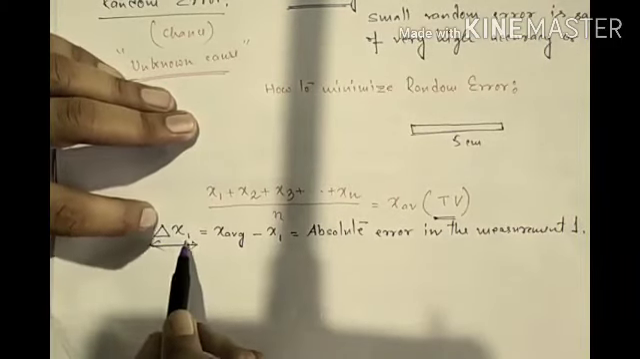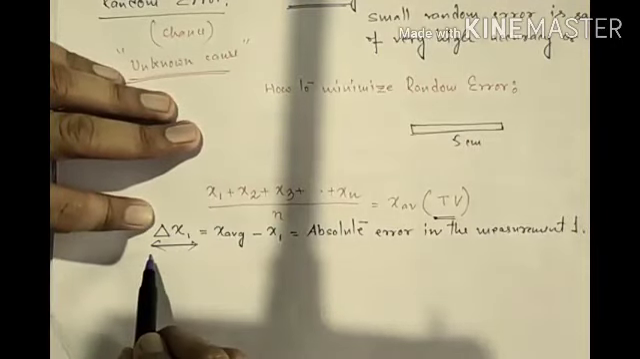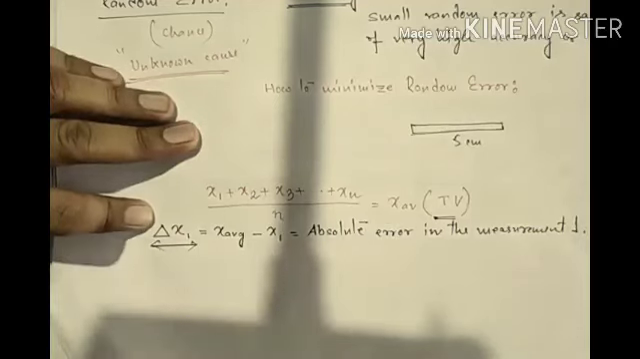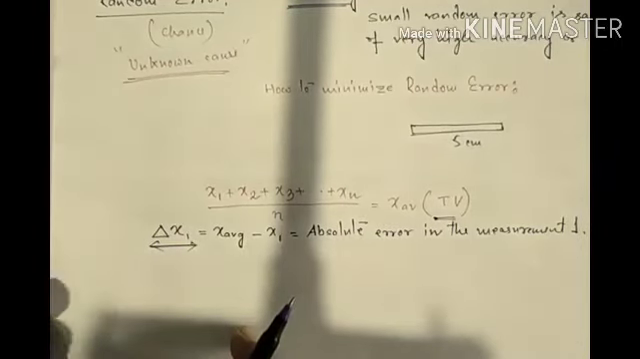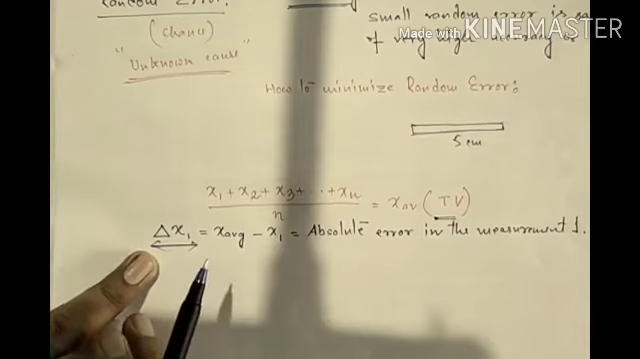But this delta x1 is precisely related to only my first observation. It has nothing to do with the results that I got while measuring the second time, third time, fourth time, and so on. Therefore, delta x1 is very, very specific. It is the mistake that I committed during my first observation.